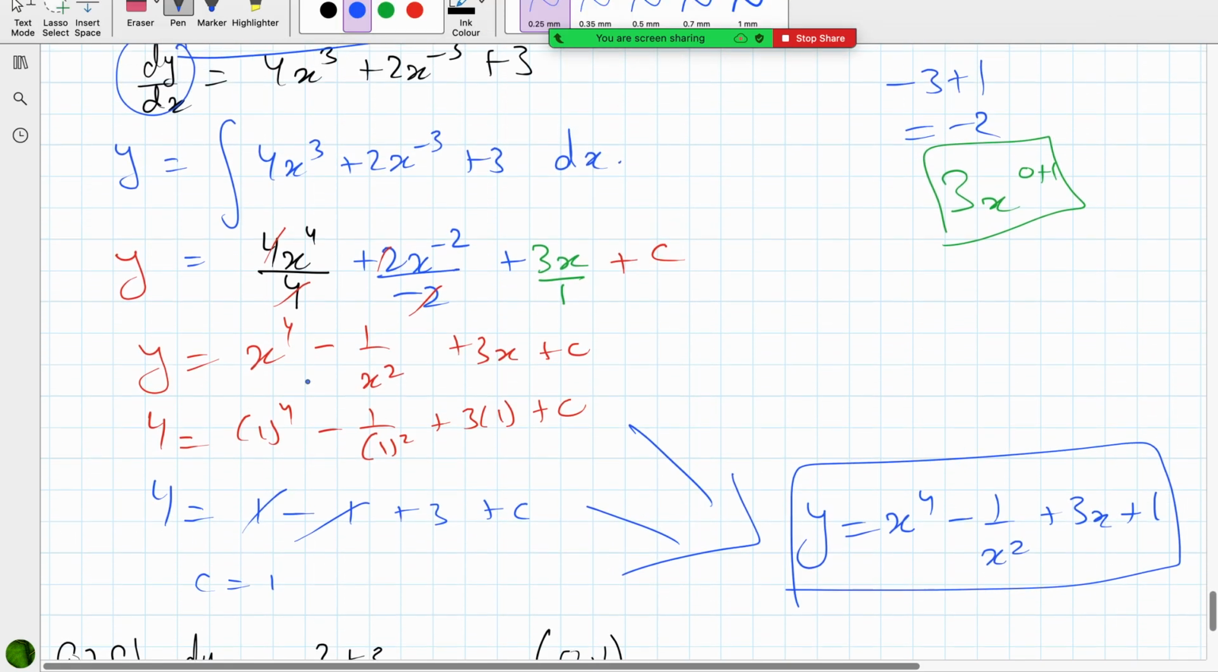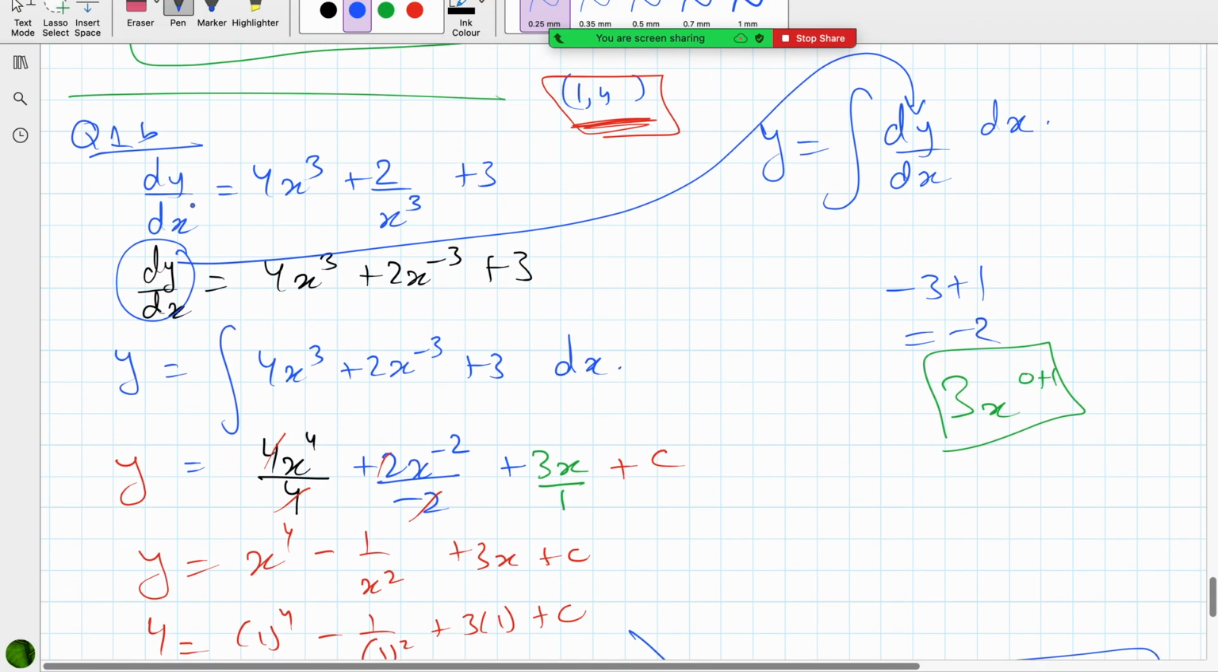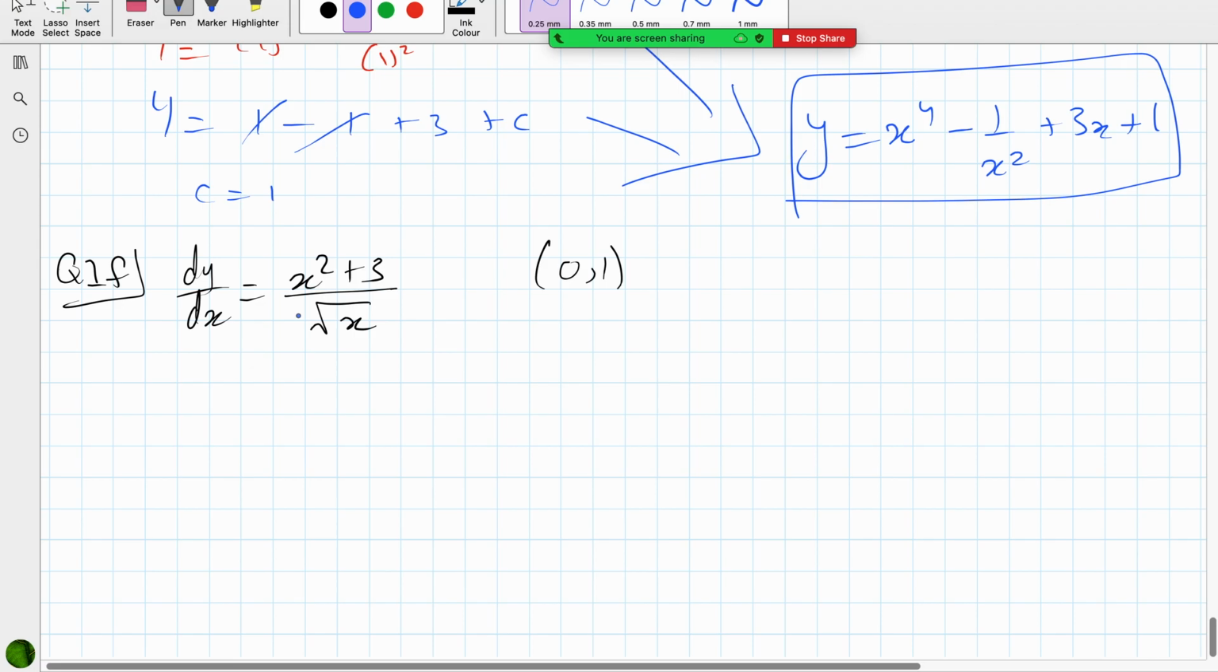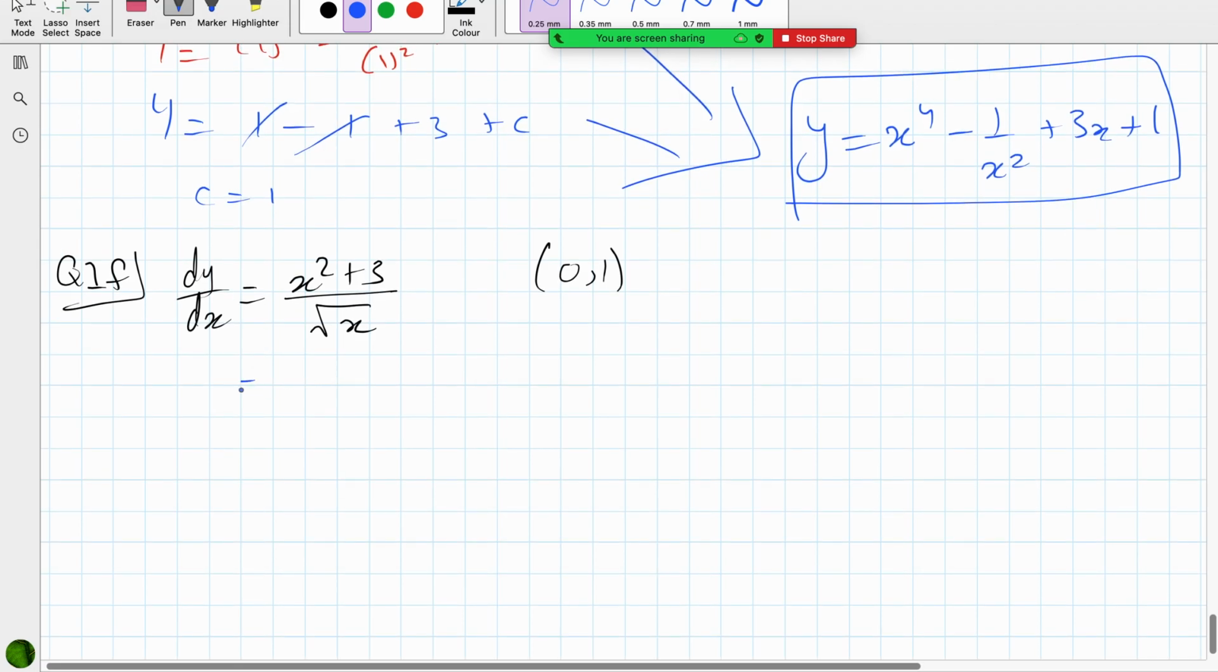What did we do in the previous question? The question was already there, dy by dx was already there. First step was simplifying it. This was the main question. This was simplifying. Then we applied integration and got our answer. So question, simplification, integration. The question is already there. First we have to simplify it for ourselves.